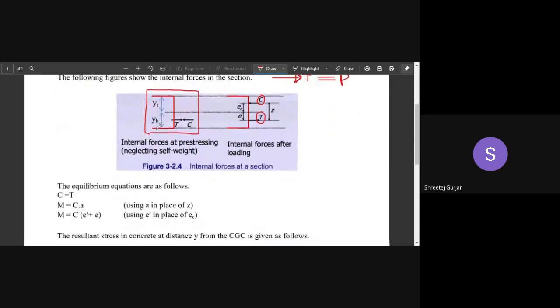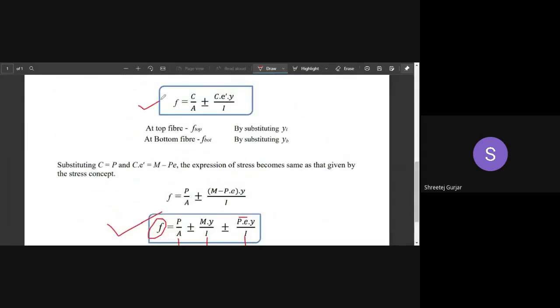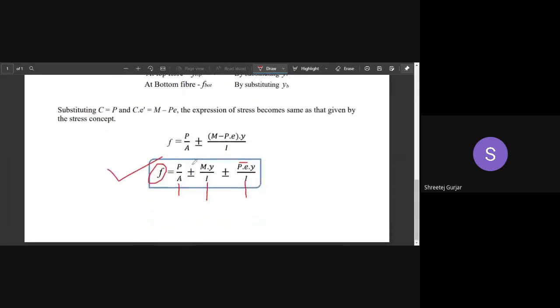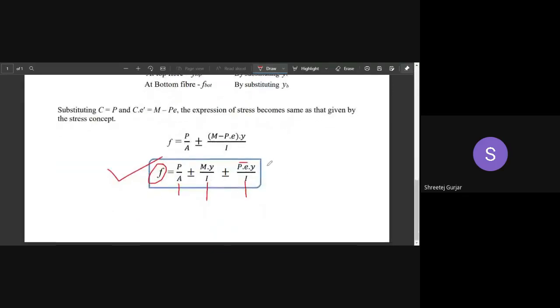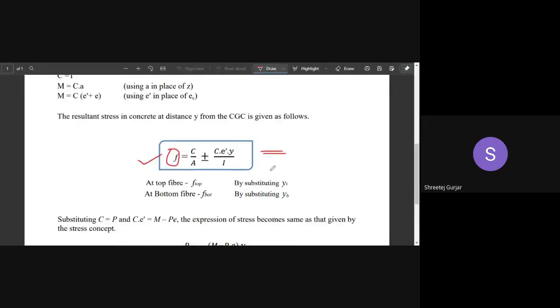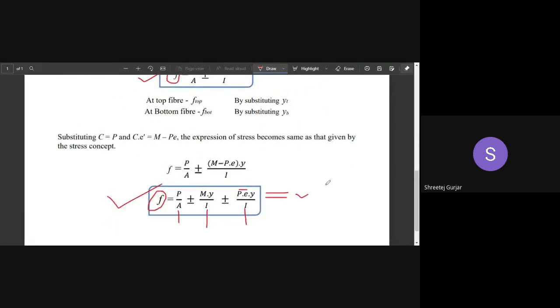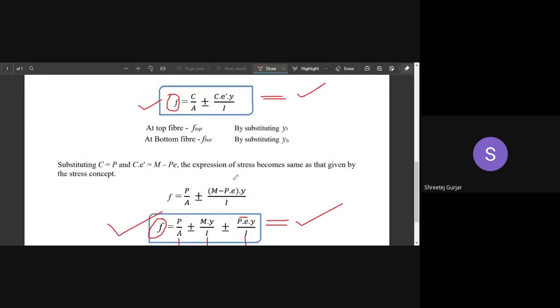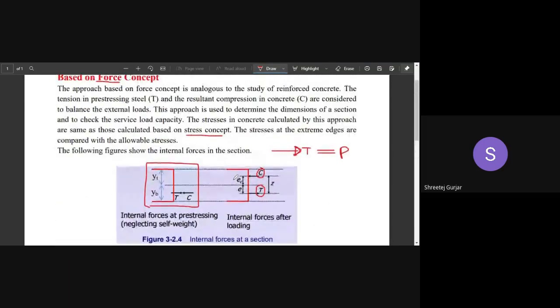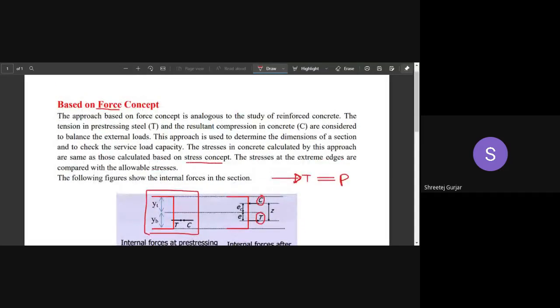As I've shown you here, this is due to the force concept, and this is due to the stress concept. If you calculate the resultant F using this concept, and the resultant stress F using this formula, you'll get the same answer. That is very unique regarding these two, and you can use it to verify whether you have done it correctly. The stress calculated is the same in both concepts.